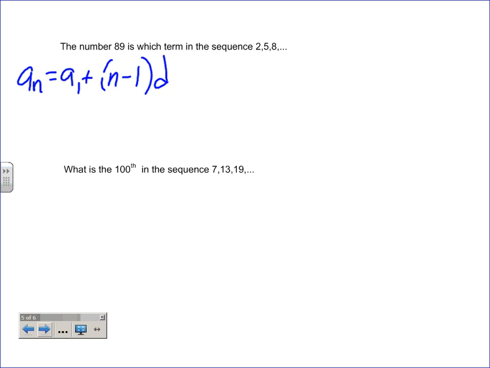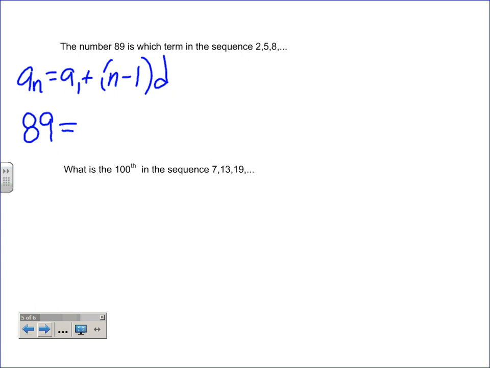So let's say the number 89 is actually one of the terms. Do we know which term along the way? Do you think it's maybe the 5th term? Probably not. Maybe the 20th term? Maybe. So a sub n in this particular one is one of the terms out there, and I want to know how far out it is. So that's what takes the place of 89. I'm not asking for the 89th term. I'm telling you 89 is one of the terms.